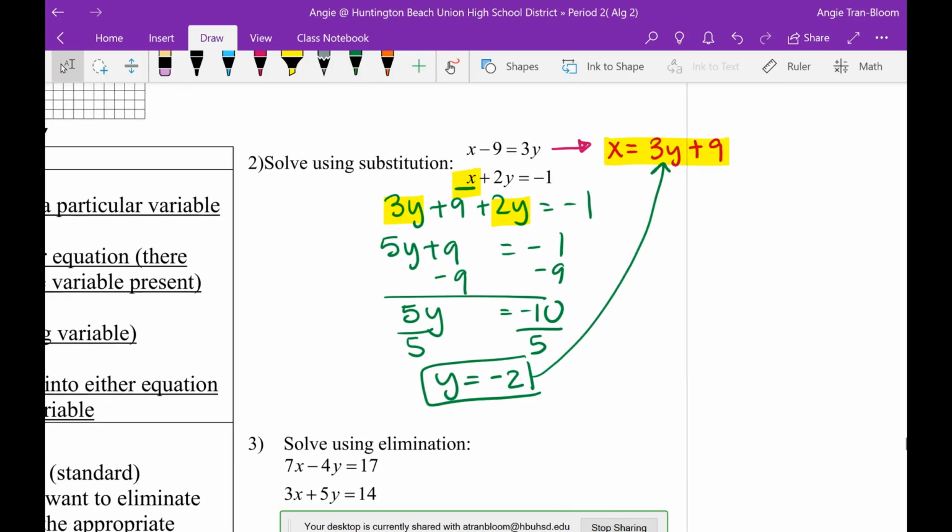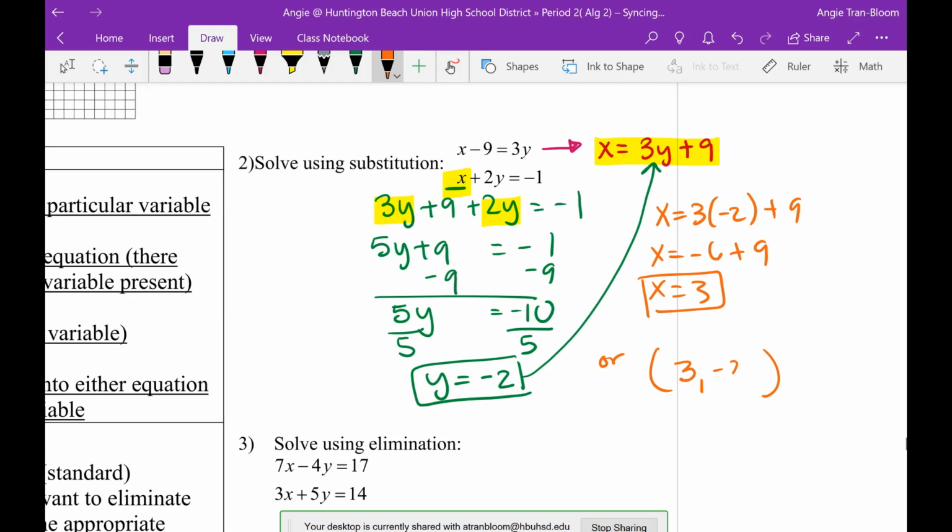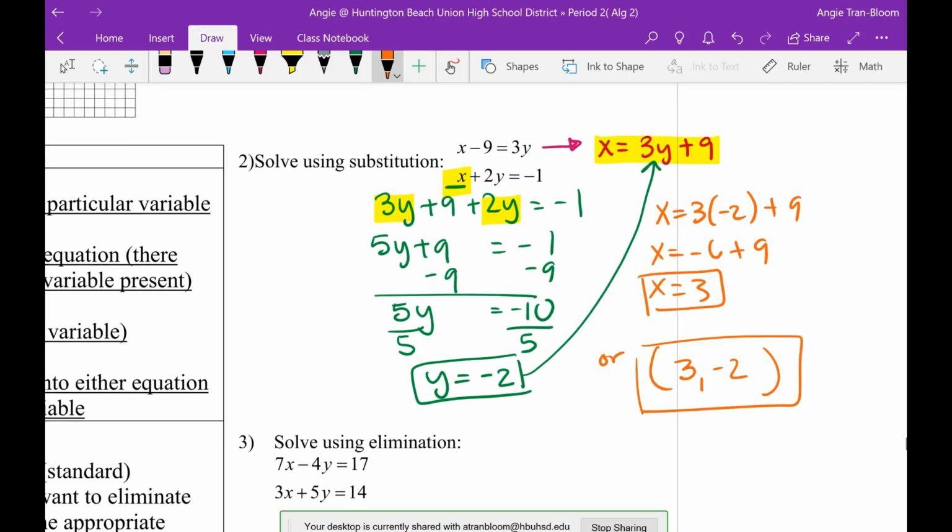All right, Kennedy, what did you come up with for x here? 3. Okay, so let me see. X is 3 times negative 2 plus 9. X is negative 6 plus 9. And Kennedy is perfect. Box that up. I could also even write that as an ordered pair. Okay, Brooke, how would you write that as an ordered pair? Great job, Brooke. Perfect. Okay, so that's the point where it intersects. So that's how we do substitution.